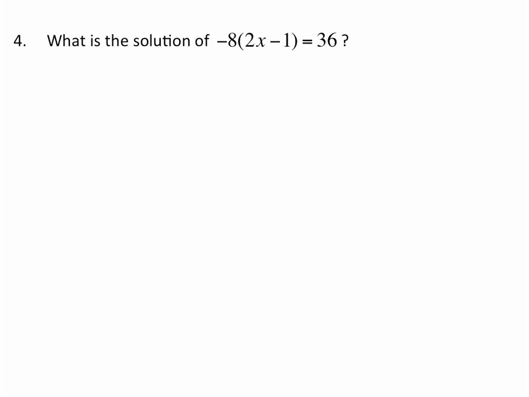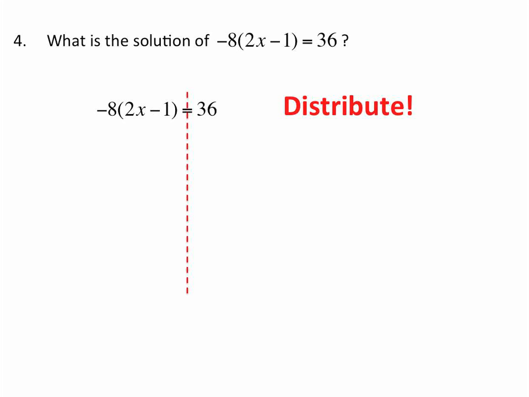Okay. A little bit of a word problem, I think, coming up next. Nope, one more of these. Okay, here we go. So here's a little bit of a new look. I have to make sure to distribute that negative 8 before I do anything else. So I'm going to distribute that negative 8. Negative 8 times 2x is negative 16x. And careful, negative 8 times negative 1 is positive 8.